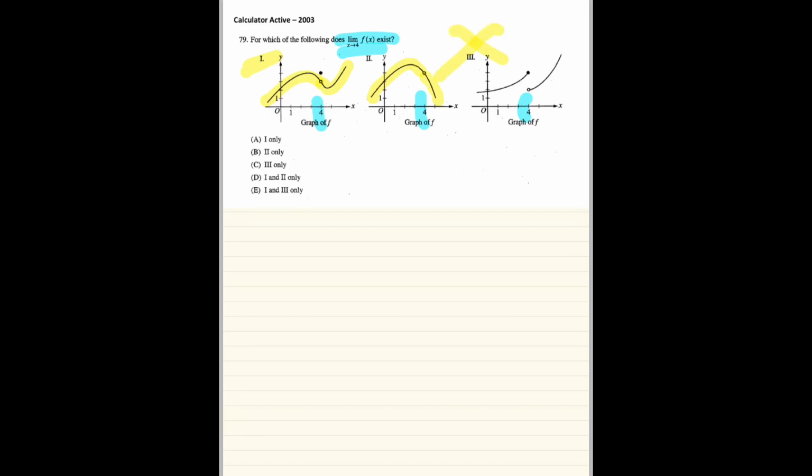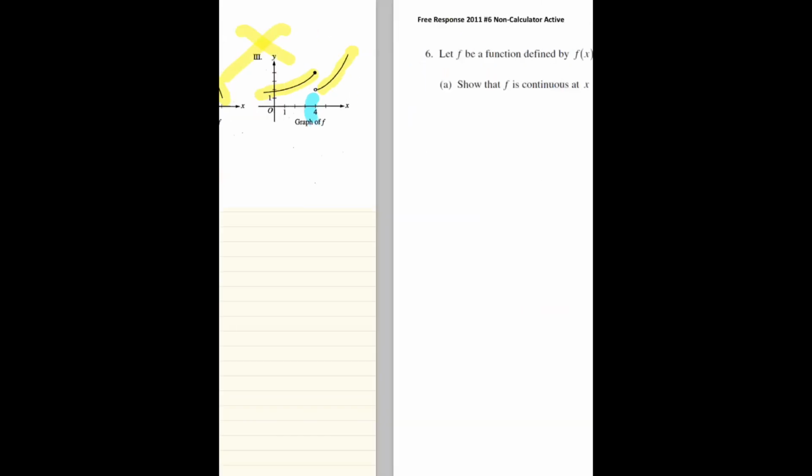Choice 3, no way. From the left, I go to that dark point. From the right, I go to the hole. It jumps. So our answer is only choice 1 and 2. I hope that makes sense. Let's see what the next problem is.